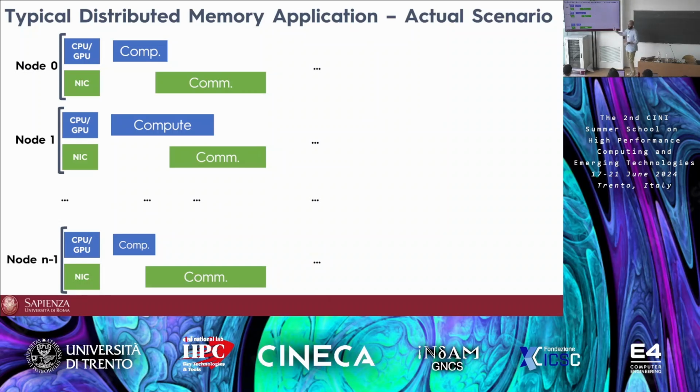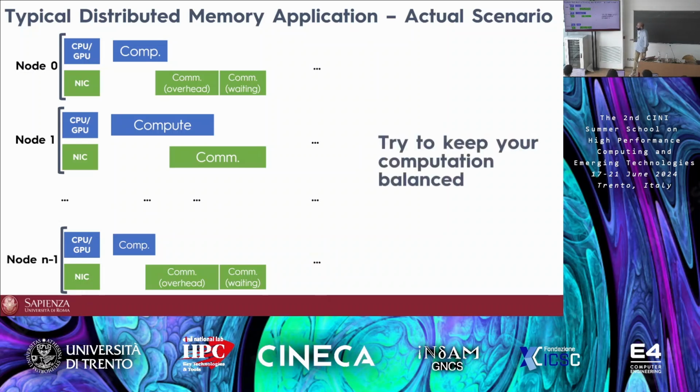But anyway, load balance is bad. Why? Because some of this communication time is actually overhead. Sometimes it's just waiting. Not even the NIC is working. I mean, no one is working there. They're just waiting for data to arrive. So try to keep your computation balanced.